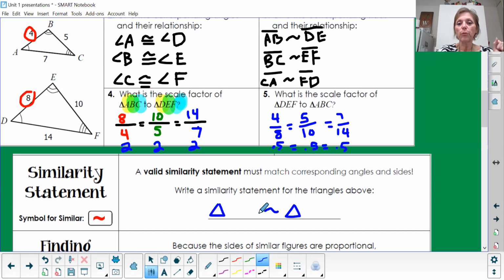Now we're going to put 3 letters here and 3 letters here by looking at these triangles. So for the whole triangle, I'm going to say that A goes with D. Notice I'm going to the other side. I know that B corresponds to E. And I know that the last angle, C, corresponds to F.